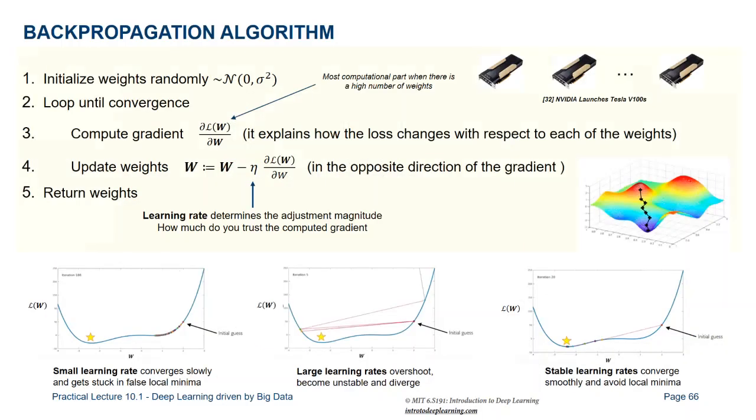Okay, so to summarize, what we discussed is the backpropagation algorithm. Again, we start from a network that has random weights, right? Then we have a loop where every time we need to compute the gradients, which explain and give us the direction to move in this landscape. You can imagine that this is the most computational part, especially when the number of weights is very high, right? And this is the point you will see in the next lecture.